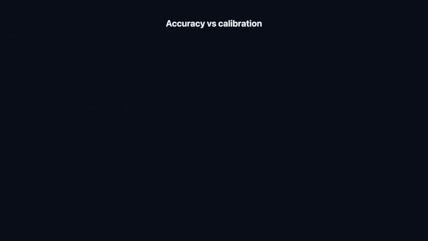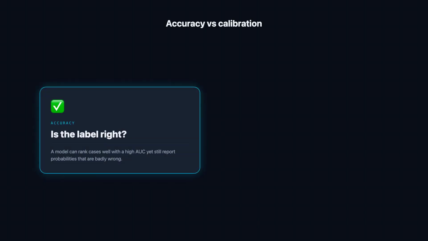Now here's a distinction people constantly miss. Calibration is not the same question as accuracy. Accuracy asks a simple thing. Is the final label right? A model can rank cases beautifully, cleanly separating positives from negatives with a high AUC, and score wonderfully here, while still being completely wrong about the actual probability numbers it attaches to each prediction.